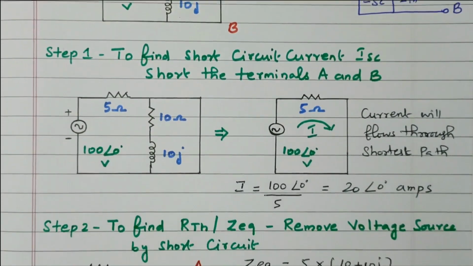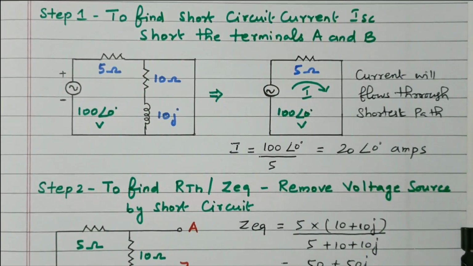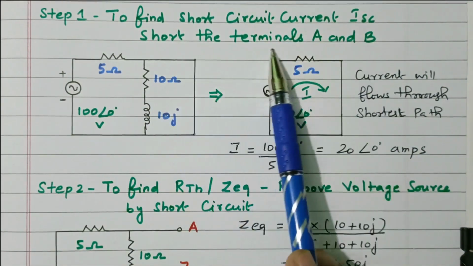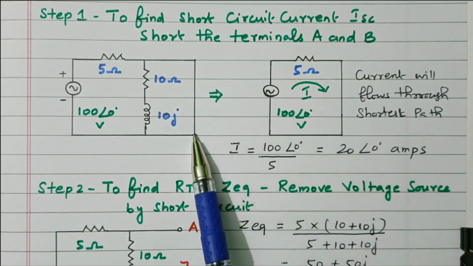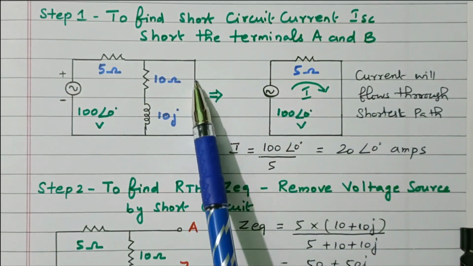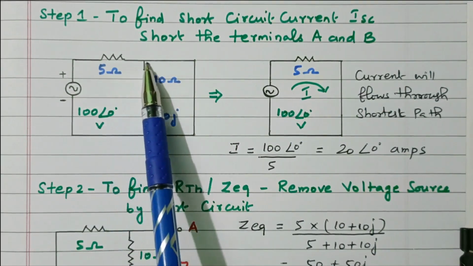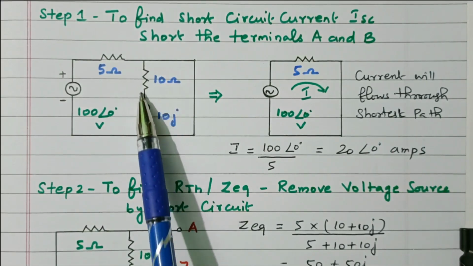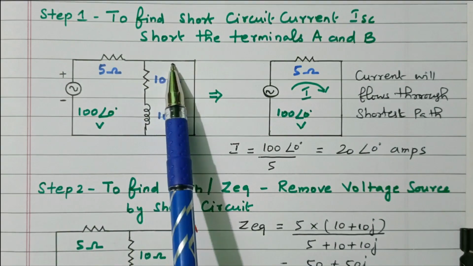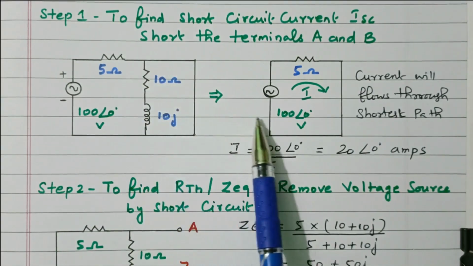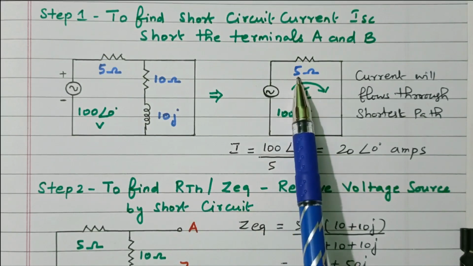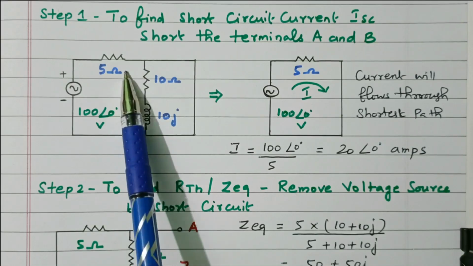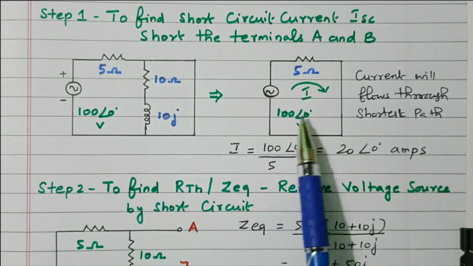Step 1 is the short circuit current. Step 1, to find short circuit current ISC, short the terminals A and B. We need to short circuit the load terminal. That is called ISC. After short circuiting, the current will flow through this short circuit. It will not flow through this 10 ohm and inductor and this resistor and inductor, because the current will flow through the shortest path. So this circuit is now simplified to this voltage source with the 5 ohm resistor. This can be eliminated. The current is not flowing through this, so we can eliminate it. The current will flow through only the short circuit.